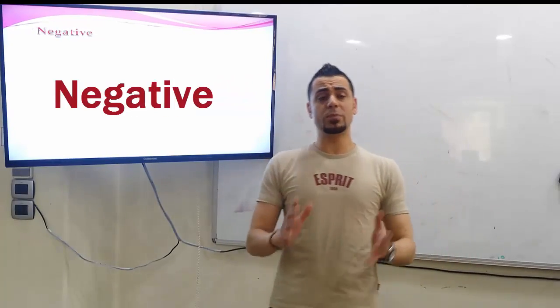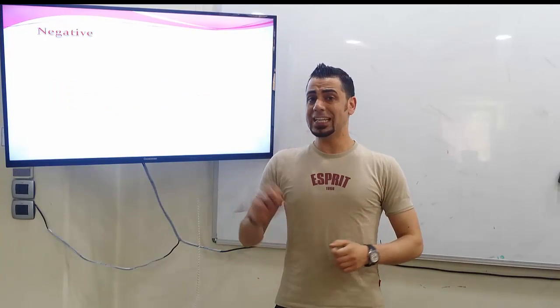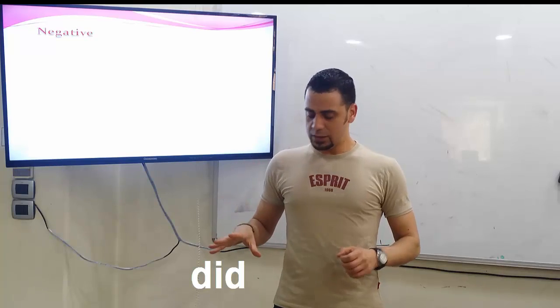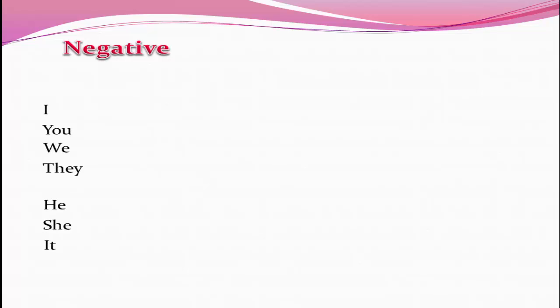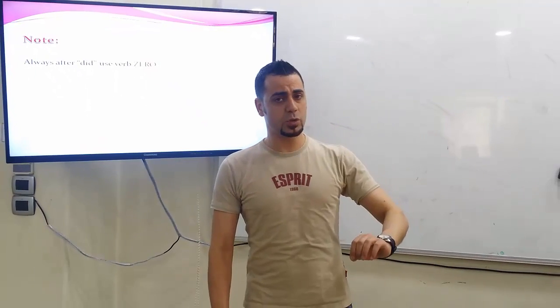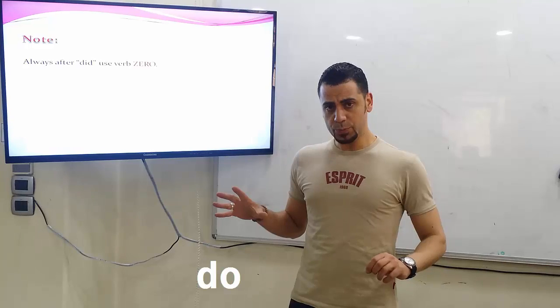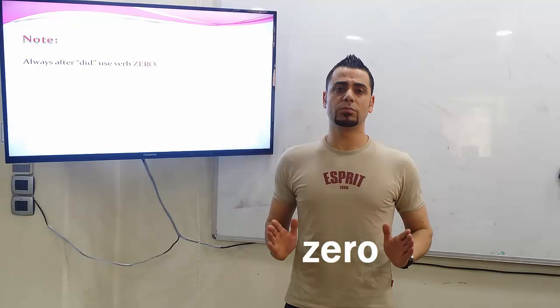Negative. Many people ask how can we make a negative sentence in simple past? The answer is very simple. All you have to do is to use did. So you put did, verb 0. Let's have a look. Usually I have the subject, then we have did not, verb 0. Let's have an example here. I didn't have a car. You did not eat my toast. They didn't go home. Notice, there's always an important rule to keep in mind. After do, does, and did, we use verb 0.